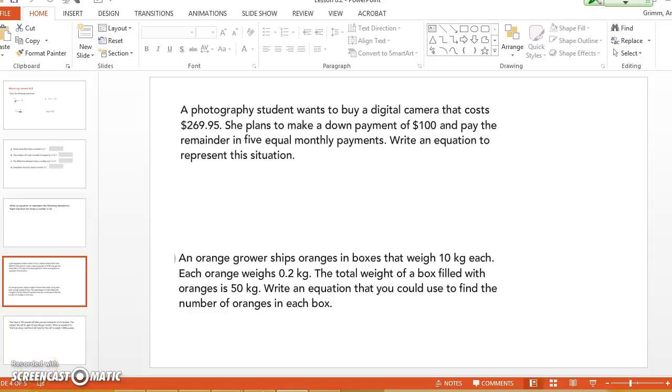All right, a photography student wants to buy a digital camera that costs $269.95. She plans to make a down payment of $100 and pay the remainder in 5 equal monthly payments. Write an equation to represent the situation.